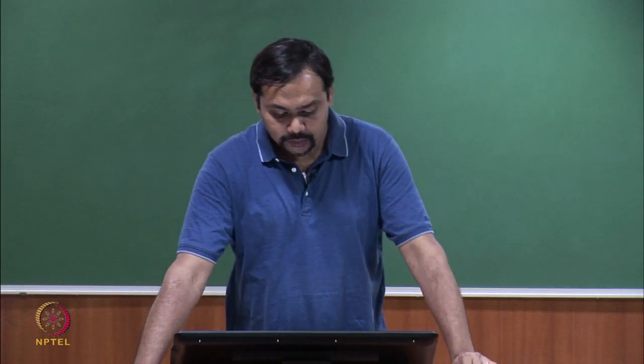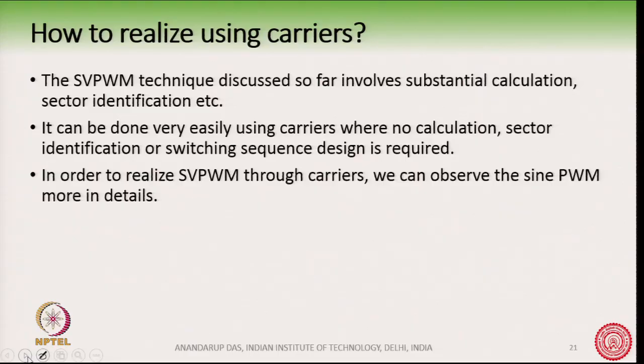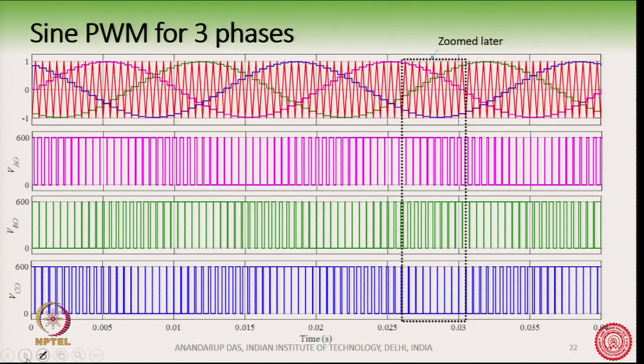Now, in order to realize this space vector PWM through carriers, we first observe the Sine PWM in detail. So, what happens in Sine PWM? Here on this diagram we are showing the Sine PWM, where you can see the high frequency carrier and 3 balanced modulating sine waves that correspond to VA, VB and VC. And then we also have shown the pole voltages VAO, VBO and VCO, which are fluctuating between 0 and 600 volt, the DC bus being 600 volts.